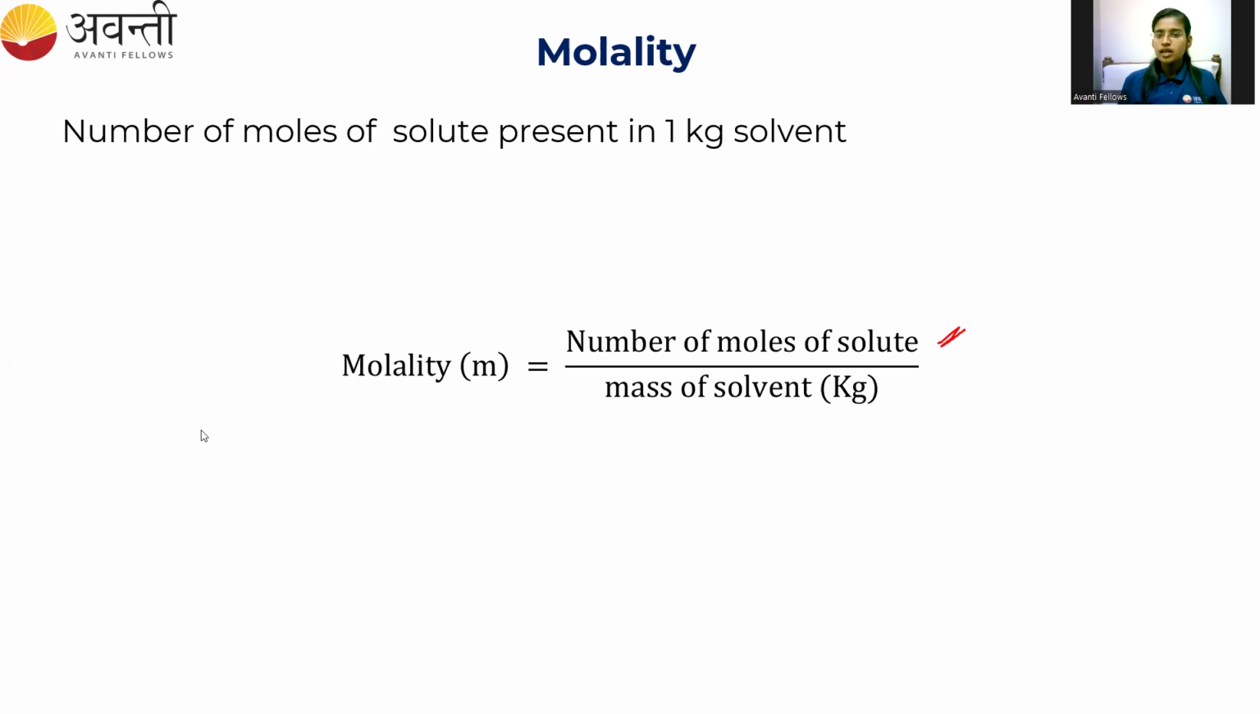In the denominator, we have the mass of solvent in kilograms here, and in the previous case, molarity, we had the volume of solution in liters. There we used to represent it with a capital M, and here you have to use a small m for molality. So only the denominator changes, the remaining things are the same.